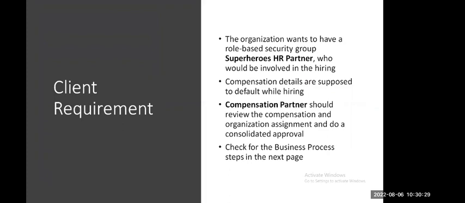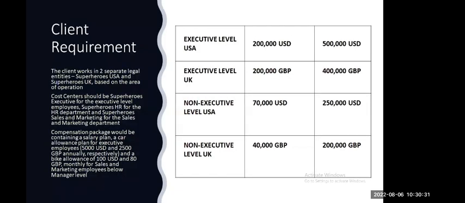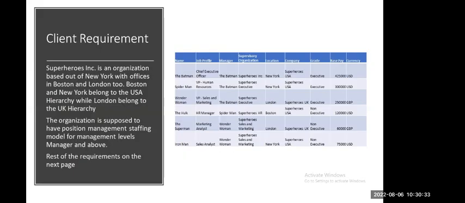Sure. Can you go back, Satyaki, two slides back to that superhero? Yes. So this on the left, the organization is supposed to have position management staffing model for management levels, manager and above. Right. What does that mean? I didn't get that part. Yeah, we will come to everything. It's just a basic idea, like how we would be progressing. We will be coming to each and every point individually. Okay. Thanks.